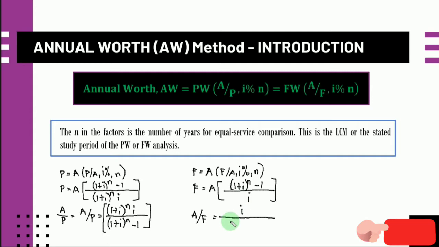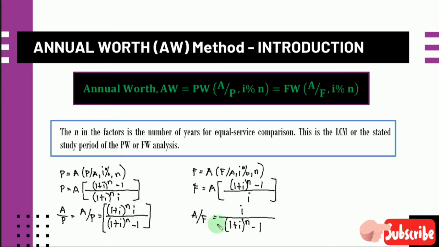Over this 1 plus i, we have here raised to the n minus 1. So your FW times this designation is equal now to this one. This is i comma n because this is a function of your i and n. Same also for the present worth, i and n, because this is a function of i and n here. So let us try to remember this one.